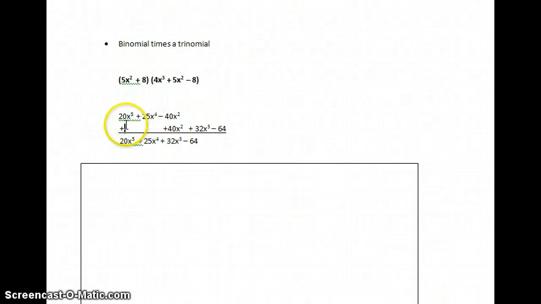And 20x to the fifth is not added to anything, so it just comes down. 25x to the fourth is not added to anything, so it comes down. But here, look what I have. I have minus 40x to the second plus 40x to the second. In this example, these two basically cancel out and I get 0. If I wrote 0, it would be correct, but I'm just not going to write it.